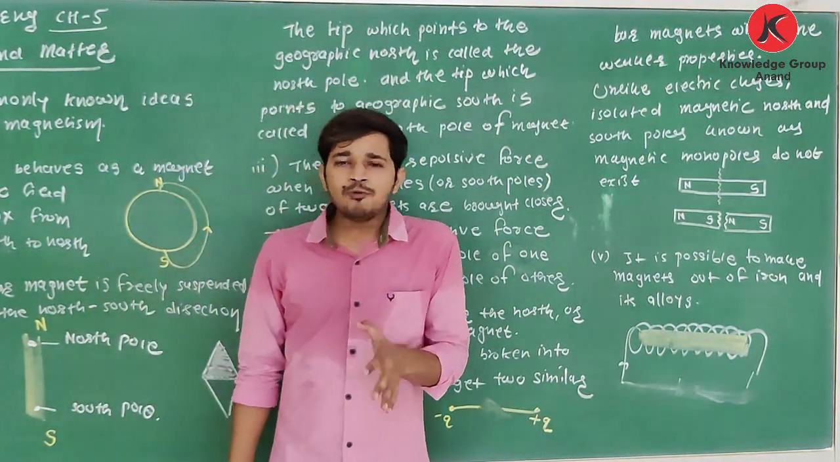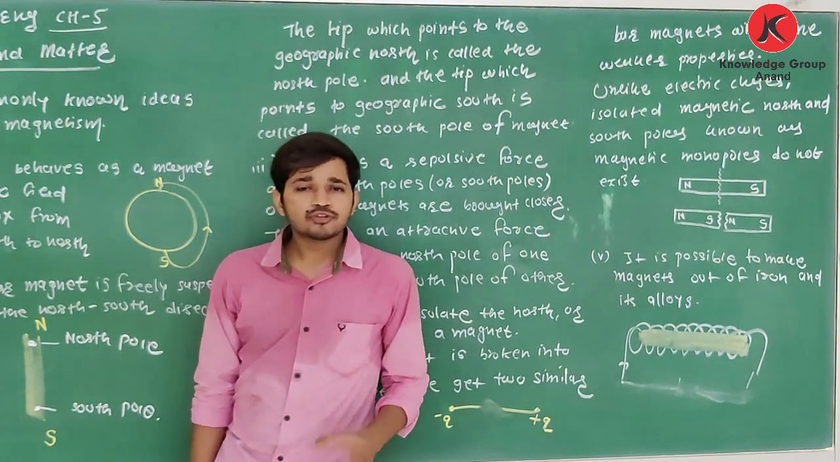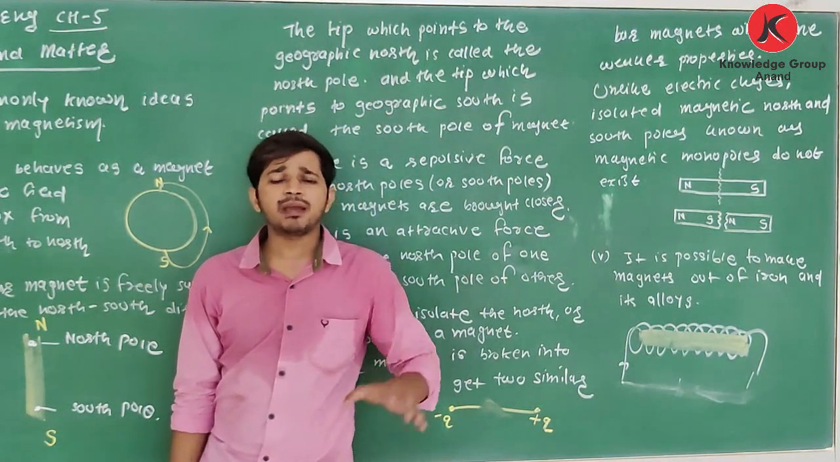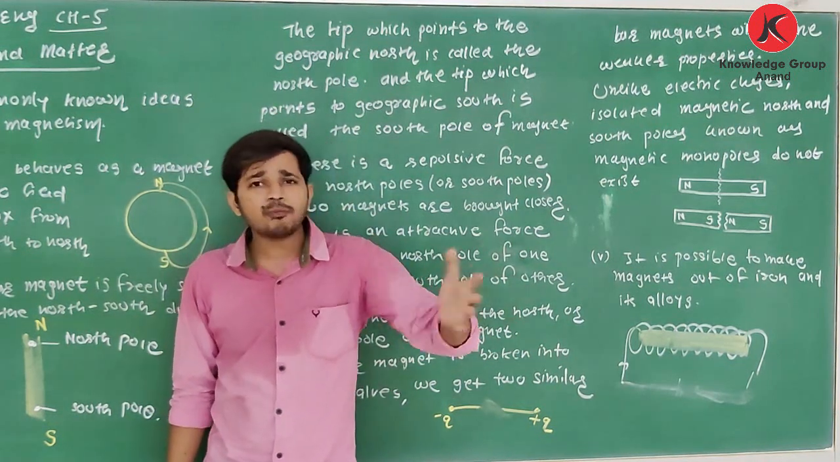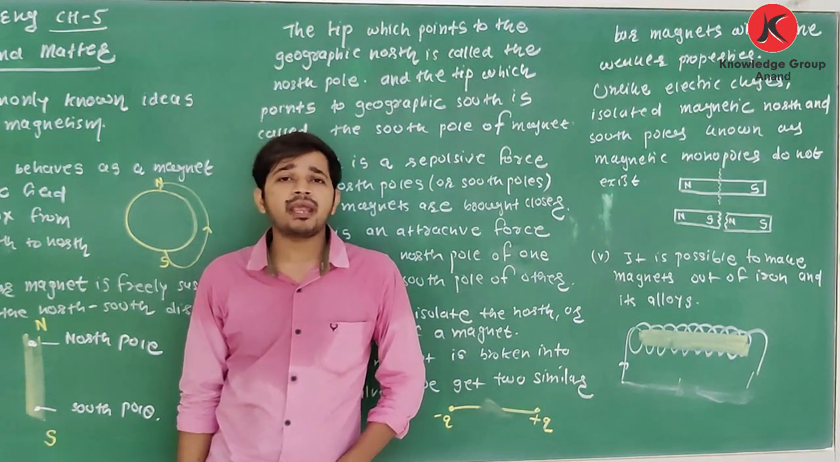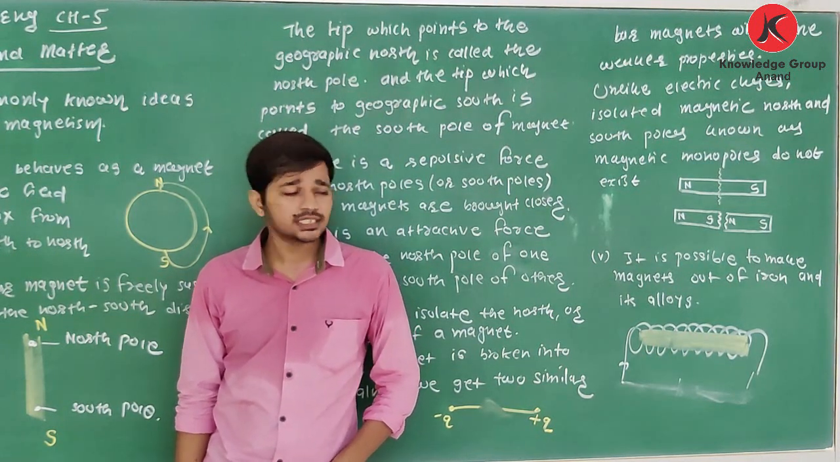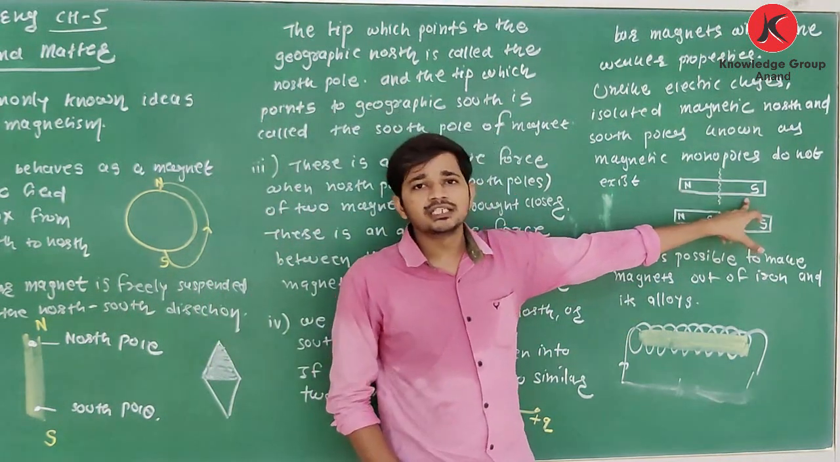Clear about this? Now magnets. The chapter's title is magnetism and matter. So we know that some materials behave as magnets. There are a number of types of magnet, but in this chapter we will study the bar magnet, like this. It has a north pole and a south pole.